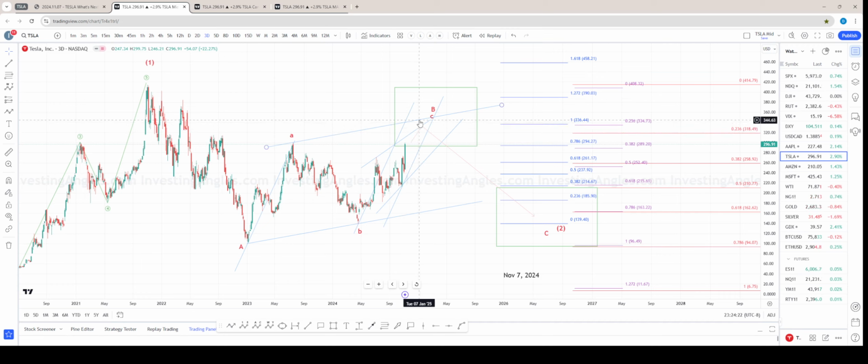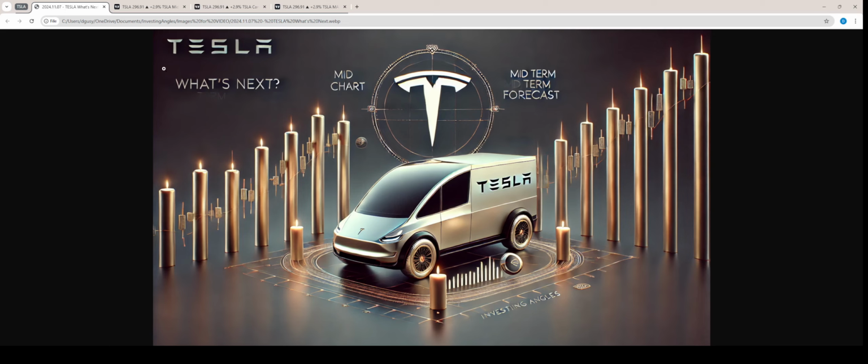Once we see a big rejection candle, a big red one signaling a reversal, we would be expecting a move towards here. So if we see, let's say in the year 2025, 2026, double digits for Tesla price, it wouldn't be a big surprise. All right, that wraps up our analysis for Tesla using Elliott waves and candlestick perspectives.